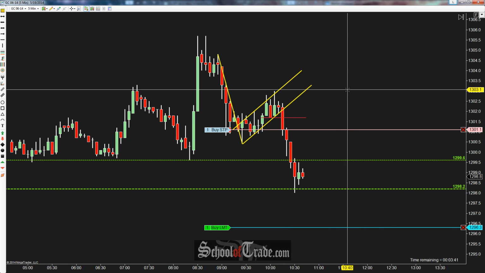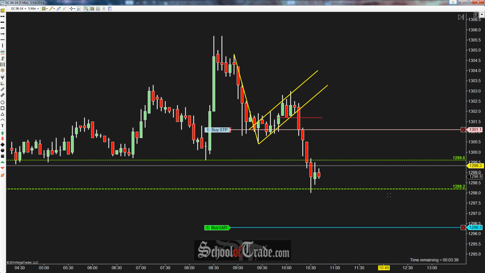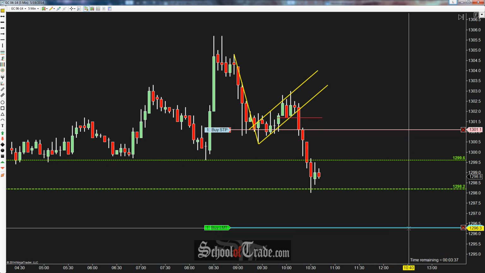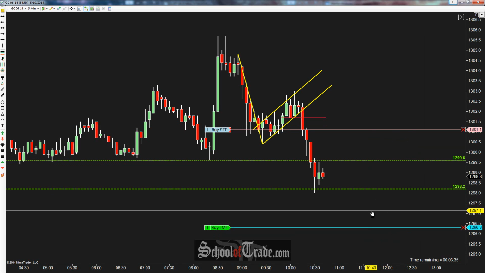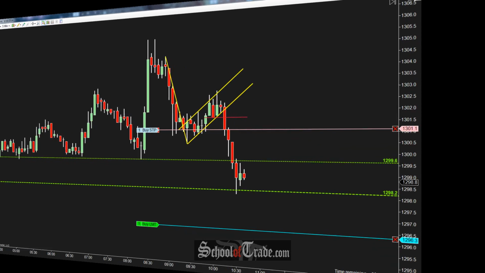So just wanted to do a quick update so everyone could see it, but now we're just kind of waiting for the next push down here. Second leg down to 1296.3 to get that target filled. So we'll be back in a little bit.